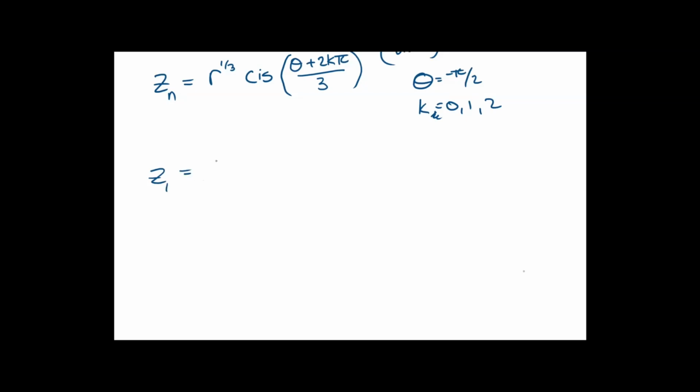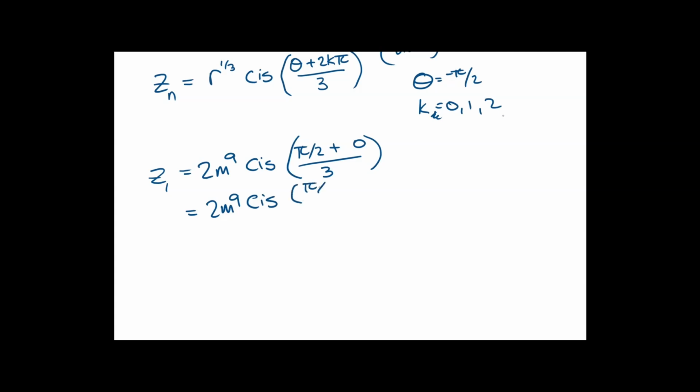So Z1 is going to be equal to, as I said before, 2 to the power of 1/9, which will be down here, times cosine, sine, of pi over 2 plus 2 times 0 pi, which is 0, divided by 3, which is going to be equal to 2 to the 1/9 CIS pi over 6. Okay. That's Z1.